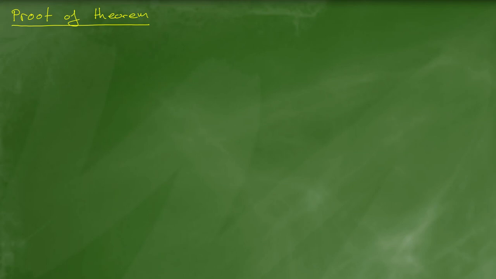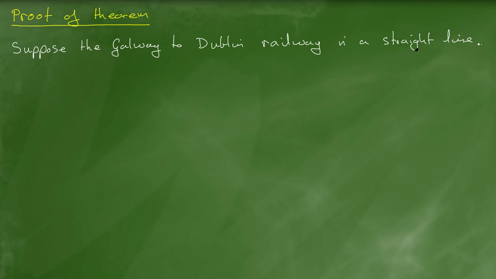It's a rigorous proof I'm going to give, but I'm going to give it in a very informal language because it might just help. So let me begin by considering the railway line from Galway to Dublin, and let's just imagine that this railway line is a straight line. I'm going to think of this railway line as being the x-axis in the xy plane. Imagine that it's perfectly straight, and imagine that it's really part of the x-axis.